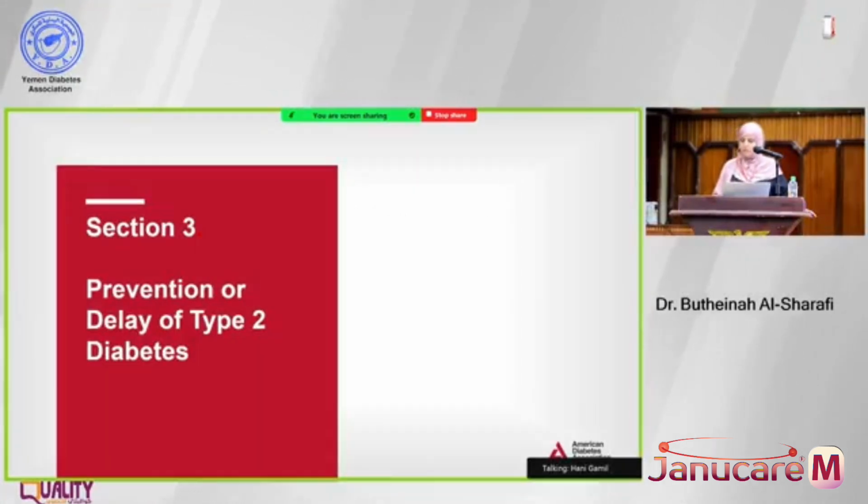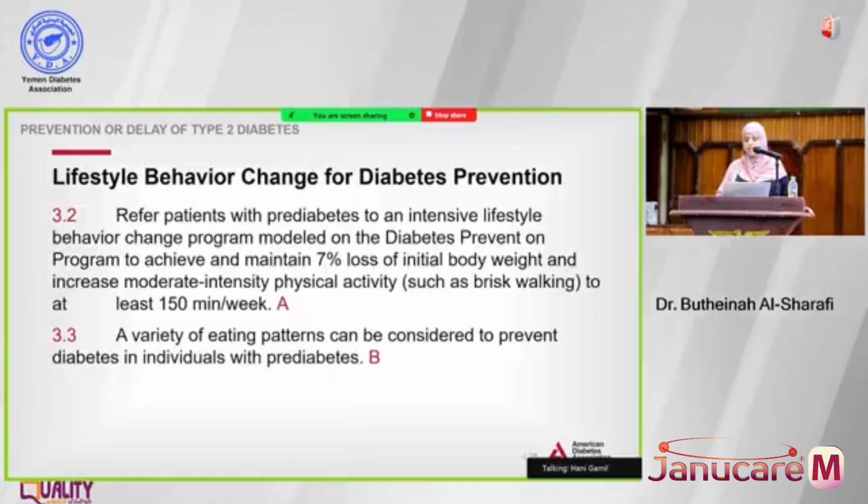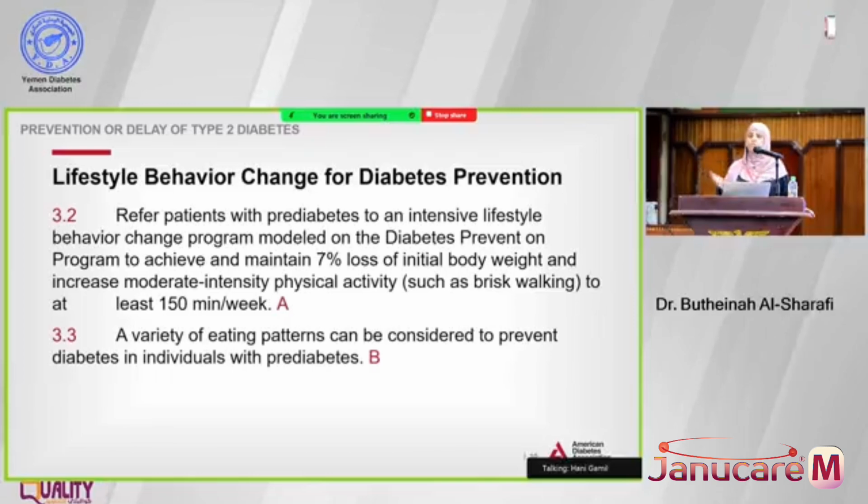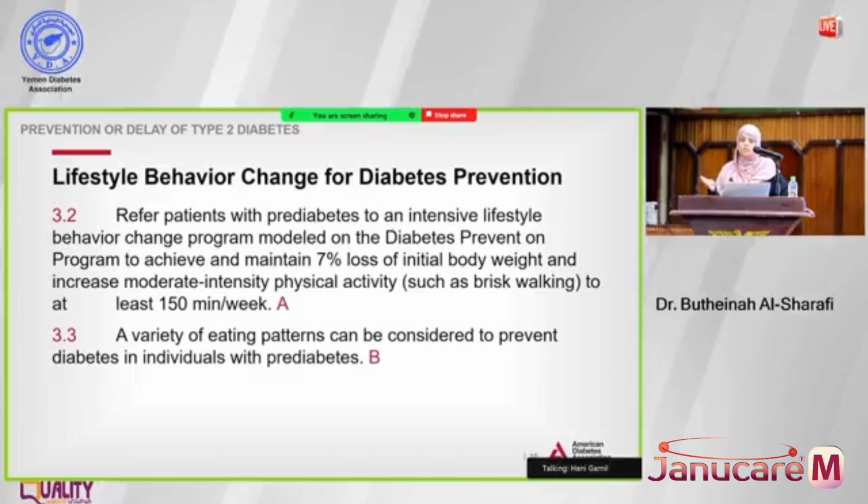So how can we prevent diabetes? We always try to say pre-diabetes. What can we do for this patient if he's diagnosed in the pre-diabetic stage? Okay, so first of all, they want lifestyle behavior change. That's the most important part to prevent diabetes. And if the patient is overweight or obese, we try to make them lose 7% of their body weight. And usually they admit these patients to an intensive program.